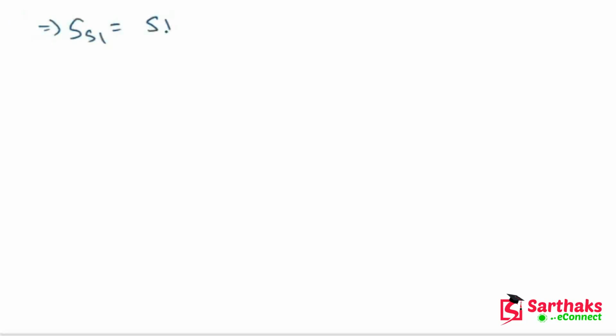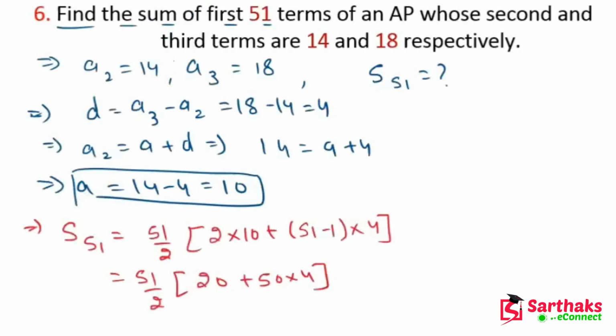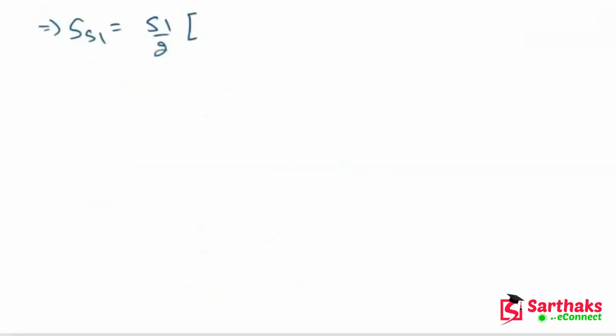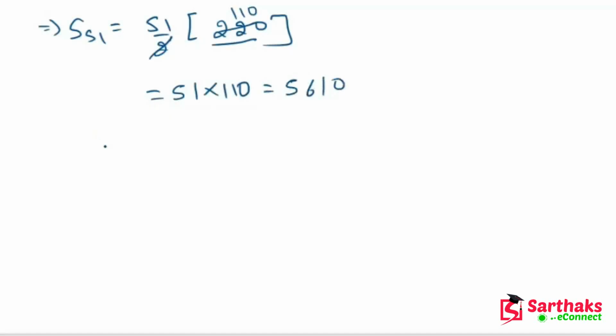S51 is equal to 51 upon 2 multiplied by, if you solve it, this is 220. Now if you divide it, we get 110. And if you multiply 51 into 110, we get 5610. So S51 is equal to 5610.